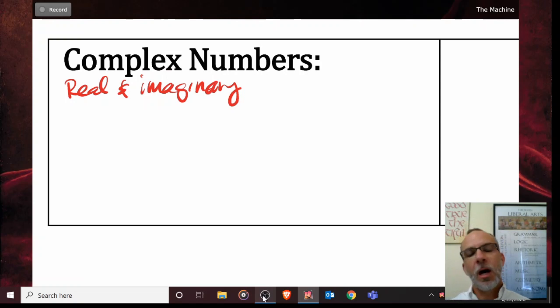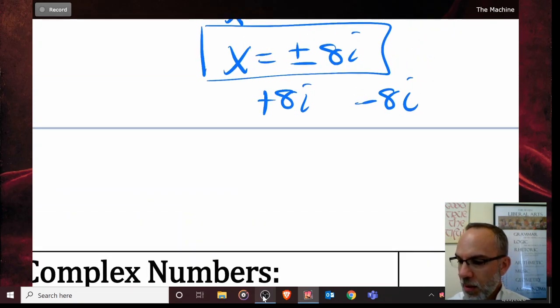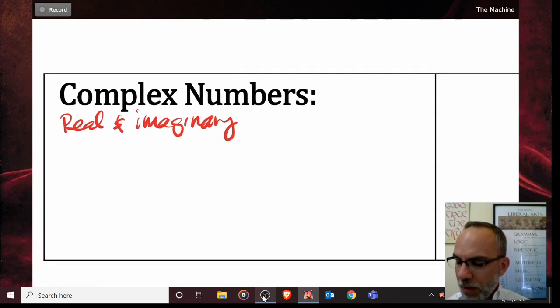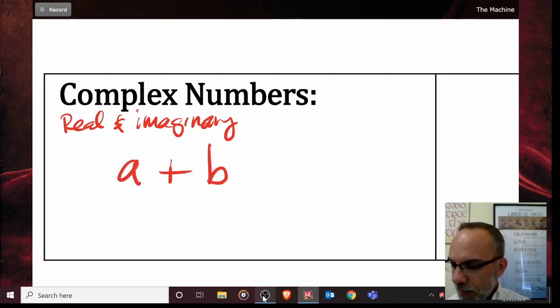Okay. Up until now, we've just been doing pure imaginary numbers. Positive 8i, negative 8i, okay? But what if you're going to add a real part to it? Complex numbers are always written in this form. a plus b times i. And a and b are just constants.